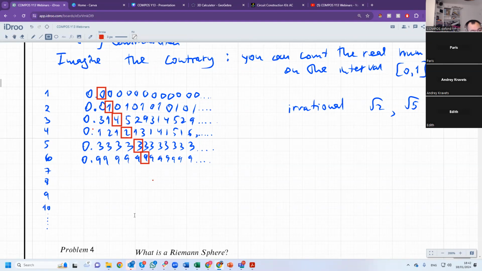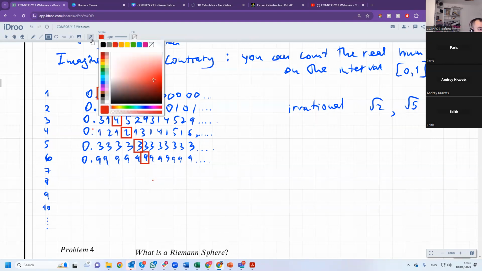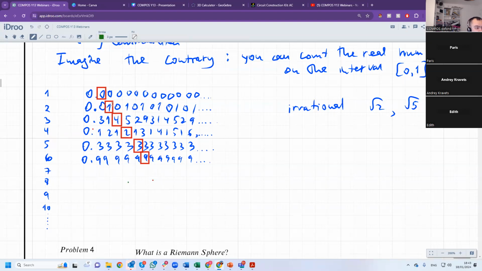And I apply +1 to each of the numbers. So this number becomes 1. This number becomes 2. This number becomes 5. This number becomes 3. This number becomes 4. This number, well, it's a 9, so you can't do 10, so it becomes 0. So effectively, you add a digit to each number.